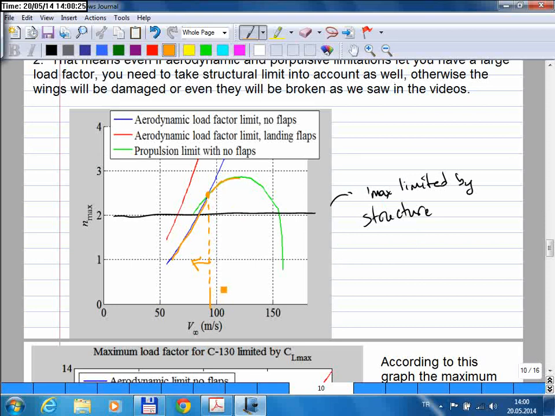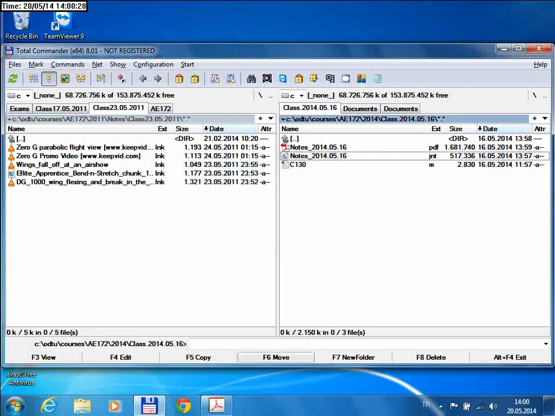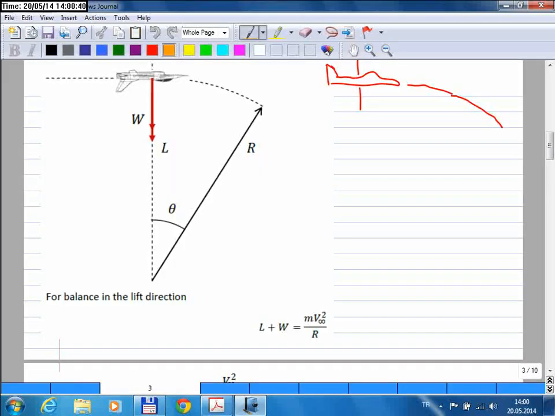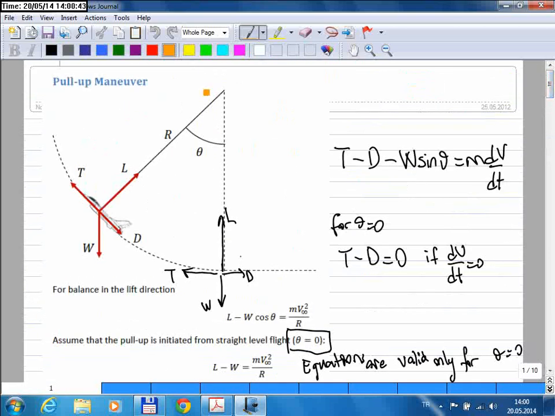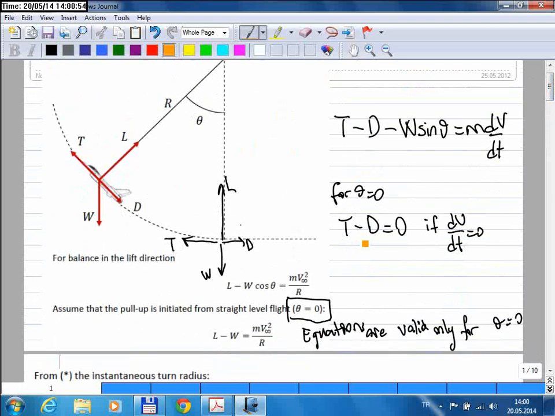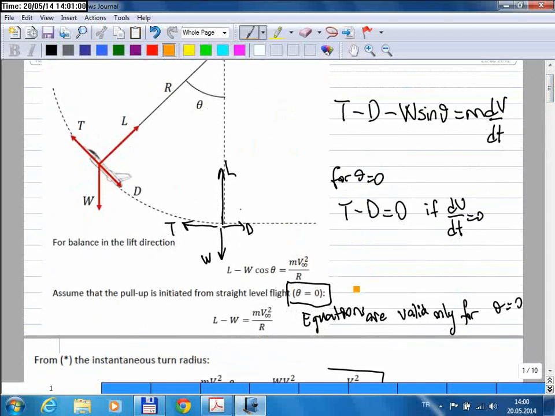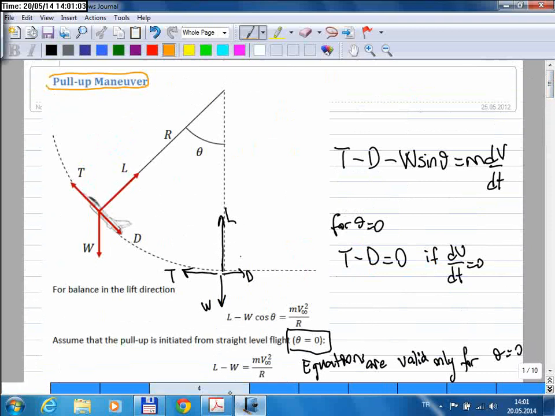Okay, so let's come to today's topic. Today I want to talk about the other two maneuvers related to turning flight, which are the pull-up and pull-down maneuvers. There's one important difference between these pull-up, pull-down maneuvers and the steady, sustained level turn maneuver. The sustained level turn maneuver is performed in the horizontal plane, but these maneuvers are performed in the vertical plane.